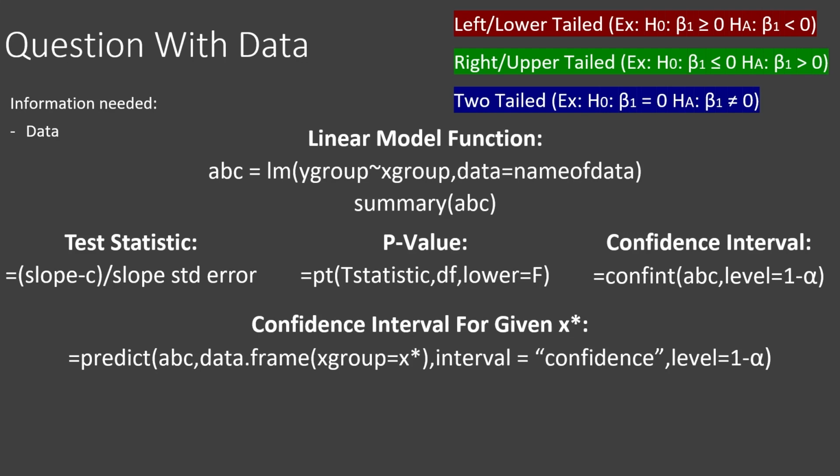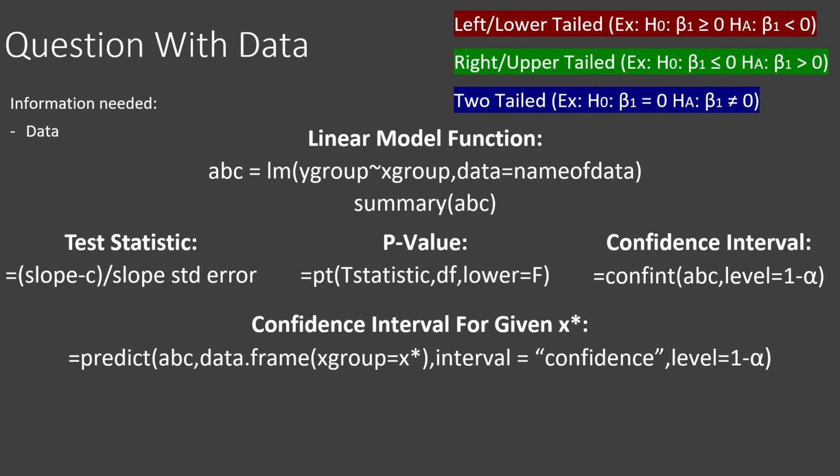brackets your linear model, comma, data.frame, your x group equals the given value of x, so your x star, and then just comma your interval, which is interval equals confidence in brackets, which is important, and then comma your actual confidence level, so level equals 1 minus your alpha. So that's how you do a confidence interval for a given x value.